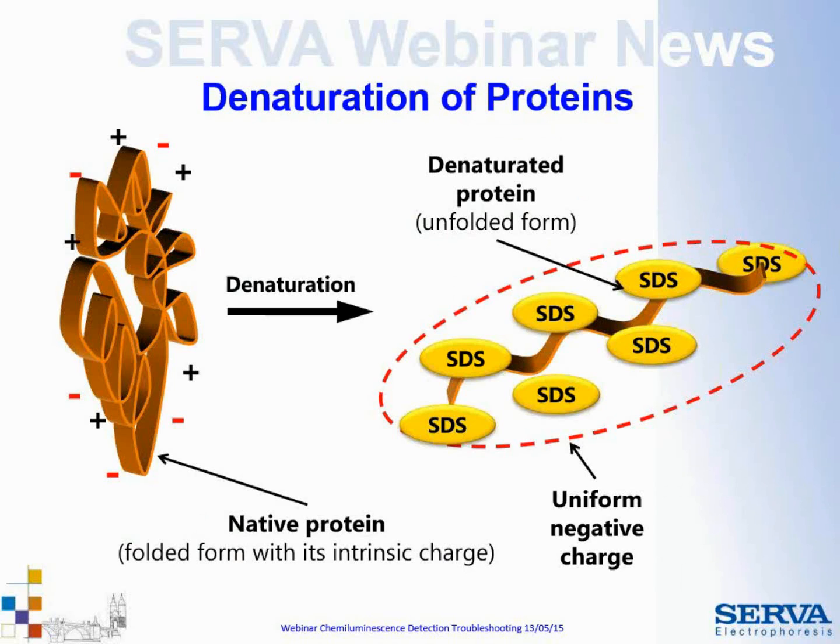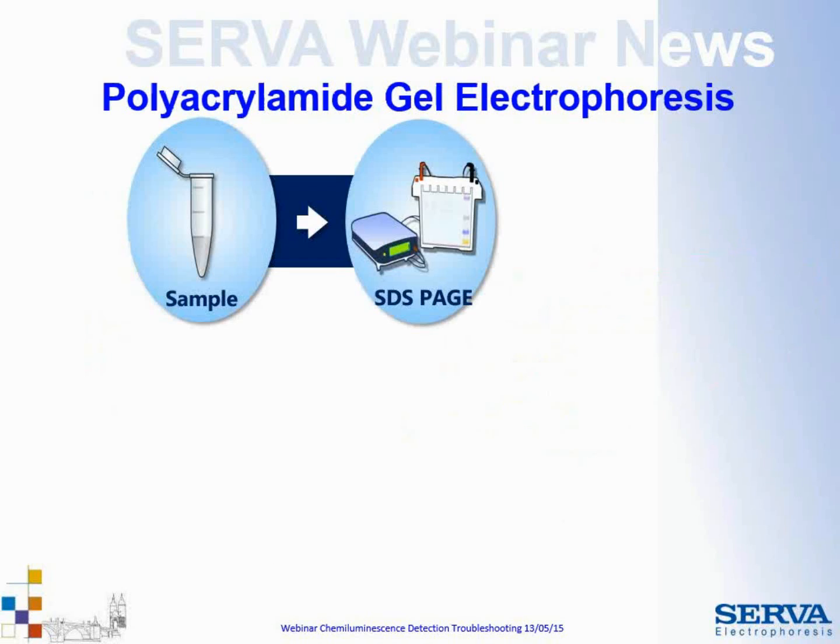After this, you go further in sample preparation. This is now the step for the sample preparation for gel electrophoresis. So you have the native proteins and you start denaturing them by adding SDS. It's sodium dodecyl sulfate, which is a detergent, and unfolds the protein and gives it an overall negative charge so that it can be used in the SDS-PAGE.